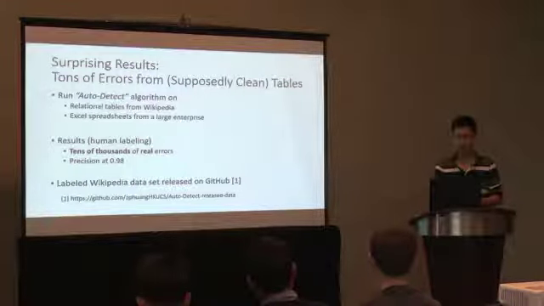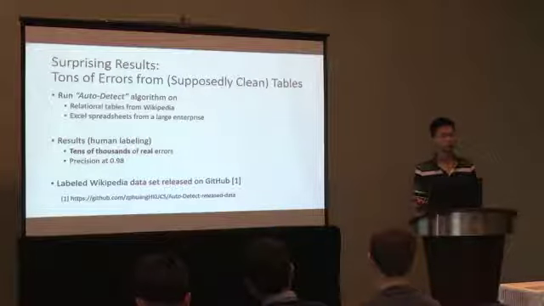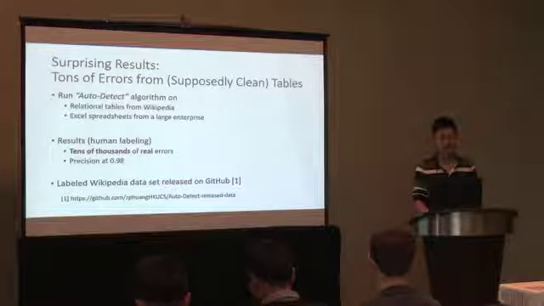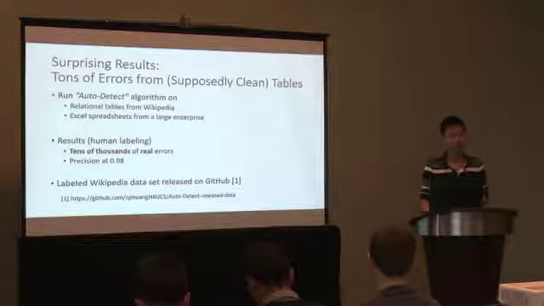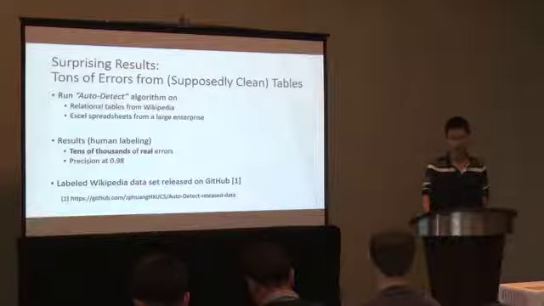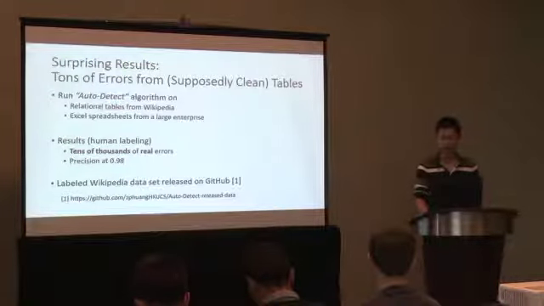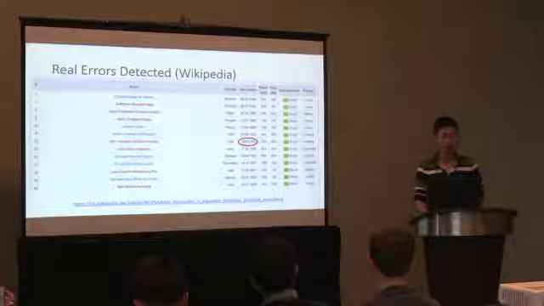We run our algorithm on two data sets. The first one is relational tables extracted from Wikipedia, which are supposed to be like encyclopedia and supposed to be high quality. The second one is Excel spreadsheets crawled and extracted from a large enterprise, and these are supposed to be professional quality. Surprisingly, we were able to detect tens of thousands of real errors at a very high precision. And the labeled Wikipedia dataset is actually released on GitHub, and you can find a link to it in our paper.